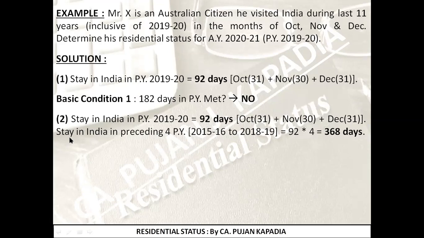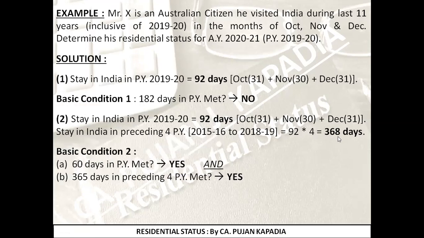Second point says in the previous 4 years, he should be in India for 365 days or more. So I had calculated that he is coming for the same duration in all the years. In 1 year, if he is there for 92 days, then for 4 years, he is in India for 368 days. So basically, what is my second condition? It says 60 days in the previous year. Is it meeting? Yes, he is staying for 92 days. So my A part is being fulfilled.